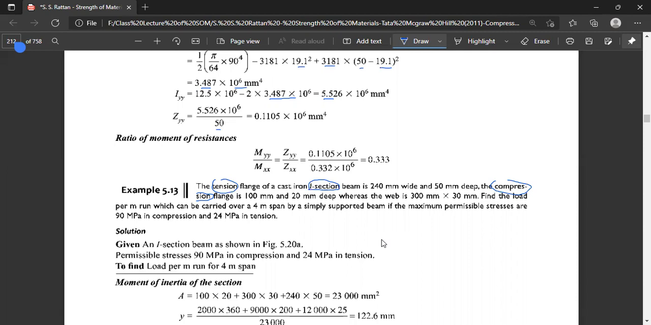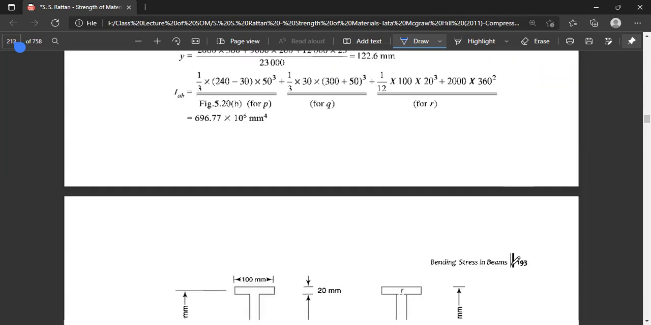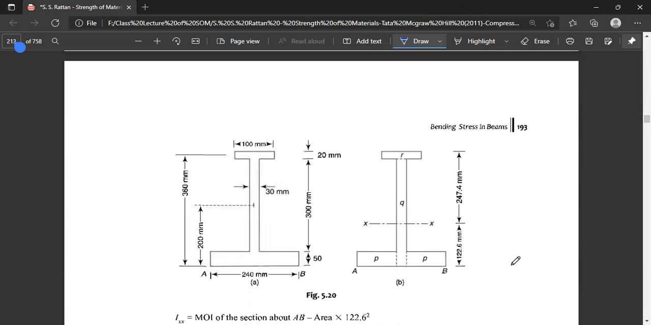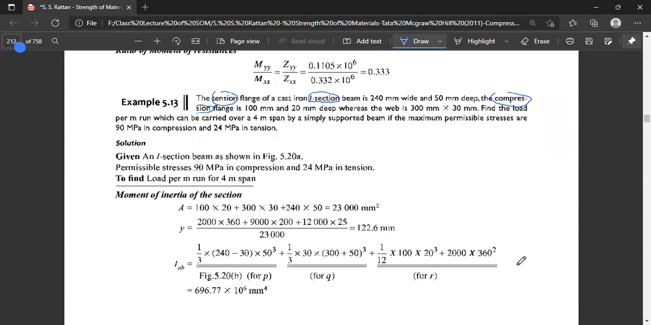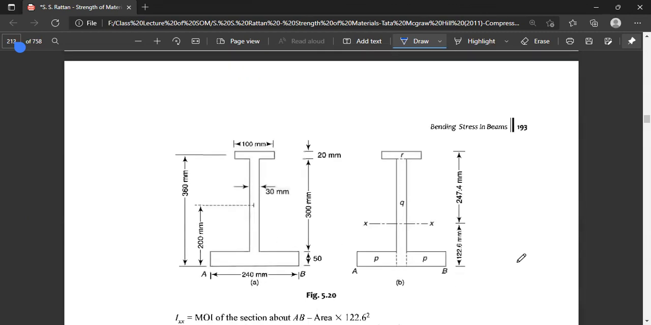So first we understand what is the tension flange, what is the compression flange, and what is the web, because the dimensions of the tension flange, compression flange, and web are given. This is the I section of the beam. The tension flange is 250 millimeter wide and 50 millimeter deep. Here the bottommost flange of the I section is 250 millimeter in width and 50 millimeter in depth. This is our tension flange.